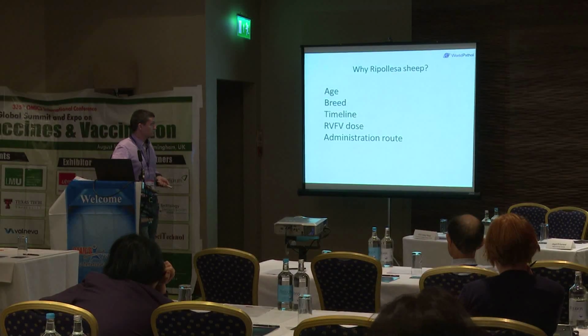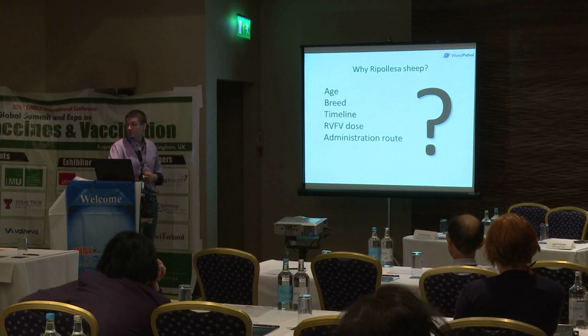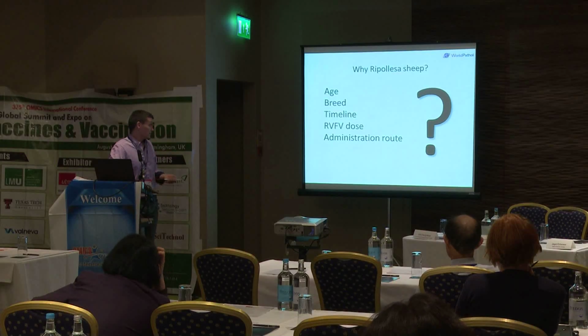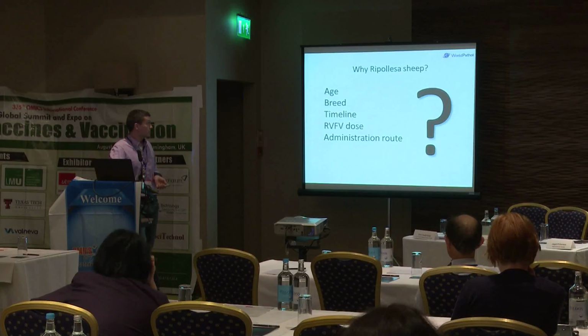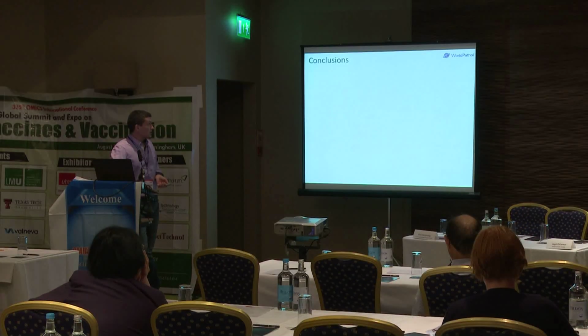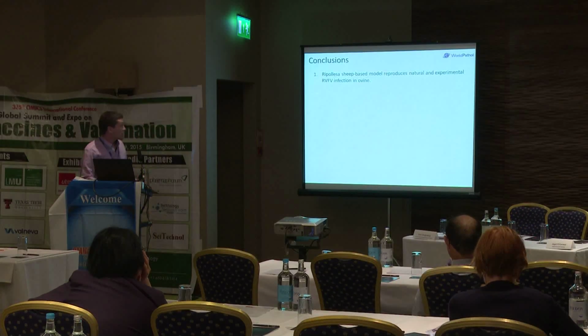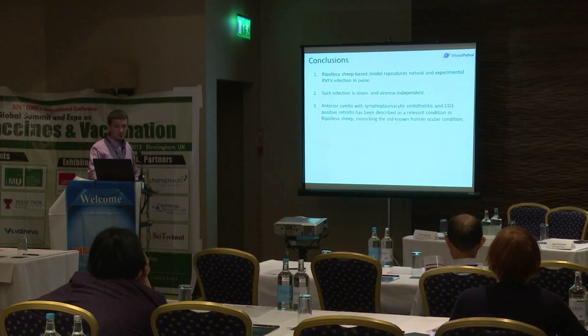Why? We don't know why this model yes and the other ones not. But it works, and we think that this sheep model reproduces natural and experimental Rift Valley fever infection in ovine. Such infection is strain and viremia independent.